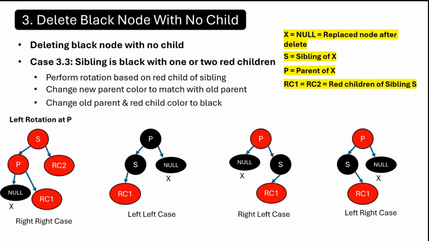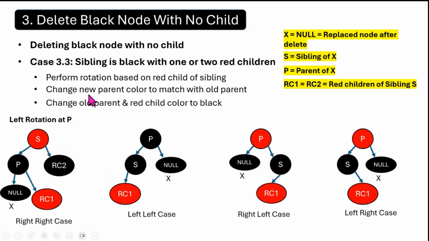Now we change the old parent and red child color to black. Why? Because we had deleted the black node from here. So there was a black node on both the sides, left and right. So to balance it out for all the paths, we change the old parent and red child color to black, right? So that for this subtree, it will be restored to the previous black height. And for upstream also, it will restore the previous overall black height.